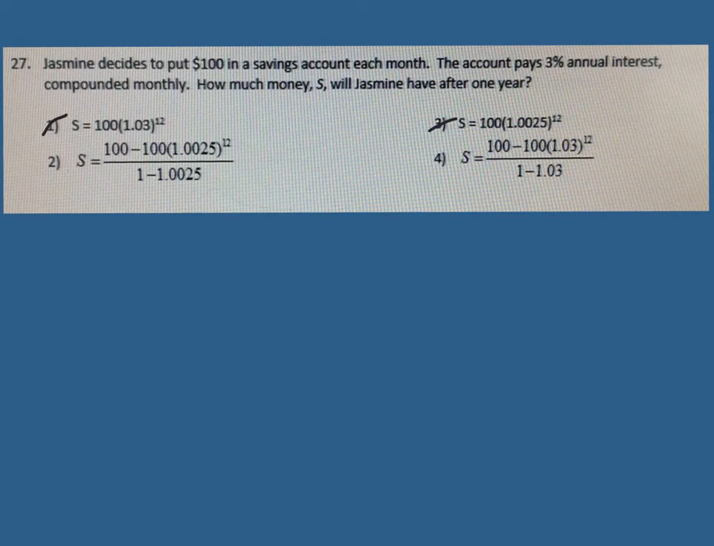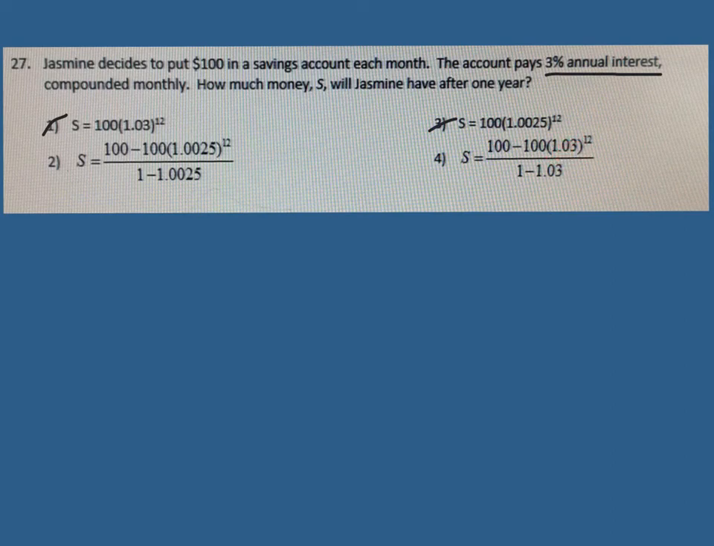Now, the reason it's not going to be answer choice 4 is because it says the account pays 3% annual interest. And this number right here should represent the monthly interest since we're raising it to the 12th power. We want the sum of the first 12 months, so this right here can't be our answer.